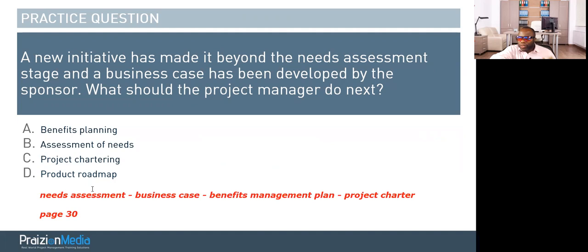The reason is when you look at develop project charter, you'll see that the benefits management plan is one of the possible inputs. This is the only way it could be possible. Now, it's not to say that your benefits management plan stays the same. It changes throughout the project, but at least you have some semblance of a benefits management plan.